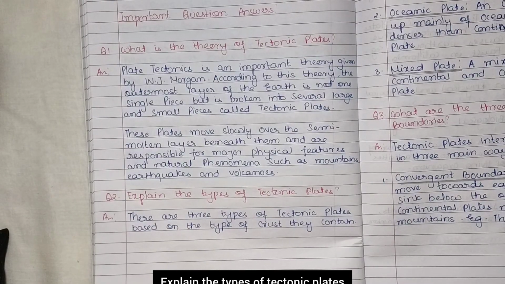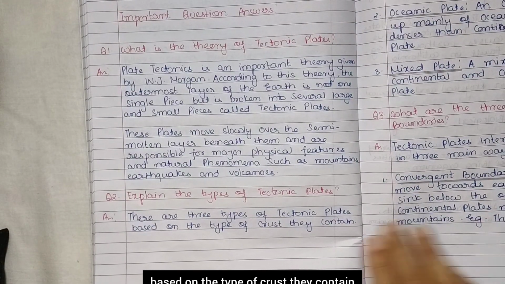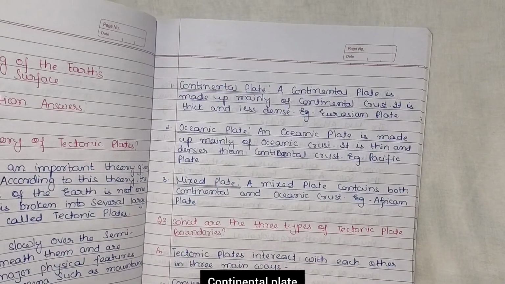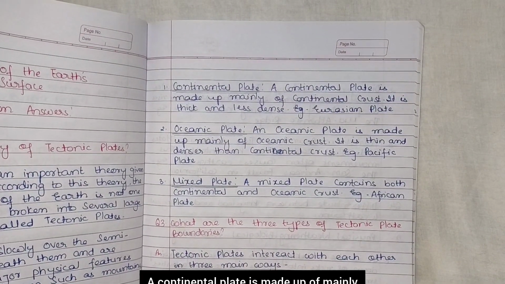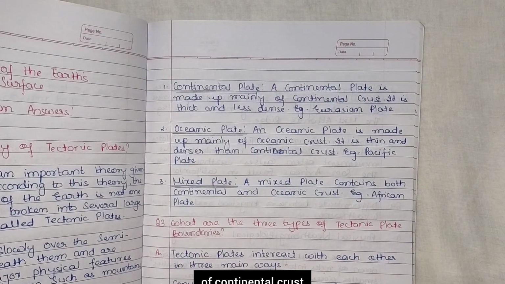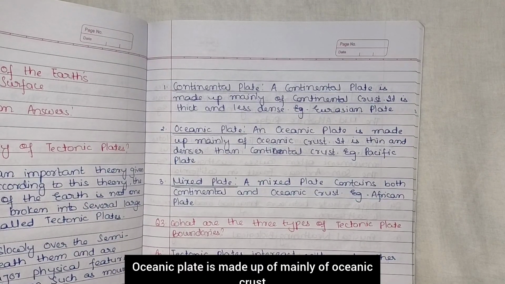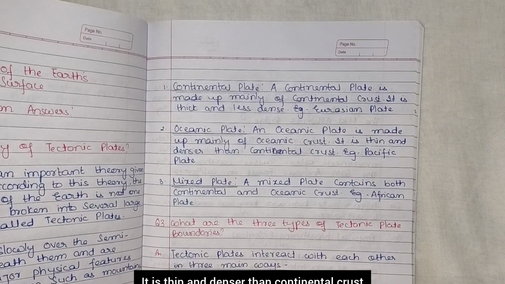Explain the types of tectonic plates. There are three types of tectonic plates based on the type of crust they contain. Continental plate: a continental plate is made up mainly of continental crust. It is thick and less dense. Example, Eurasian plate. Oceanic plate is made up mainly of oceanic crust. It is thin and denser than continental crust.